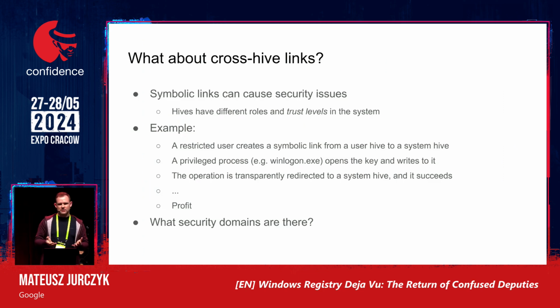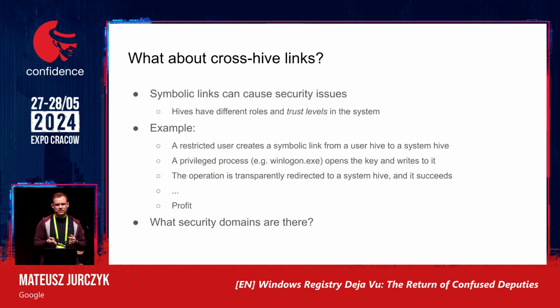So that was a symbolic link created in the scope of a single hive. And the question is, what happens if we try to create a symbolic link between different hives in the operating system? If you think about it, this can potentially cause some security issues because you have many different hives in the operating system and they have different roles because they correspond to different users. Some of them are system hives. They have different trust levels and so on and so forth.